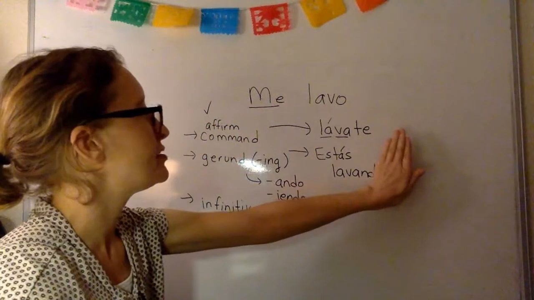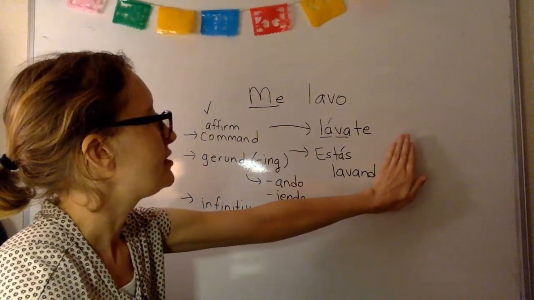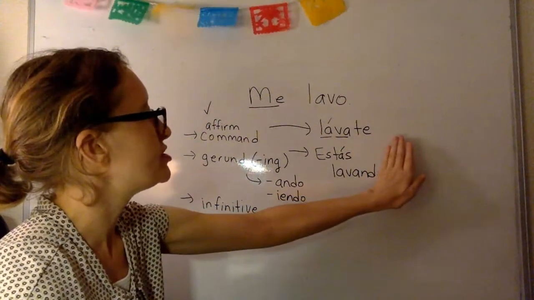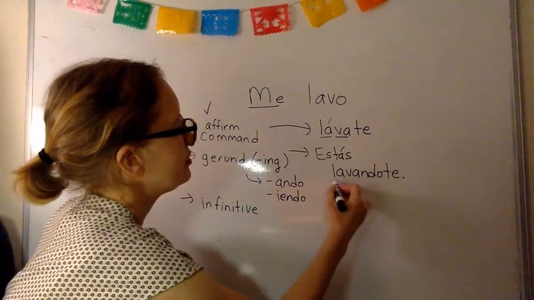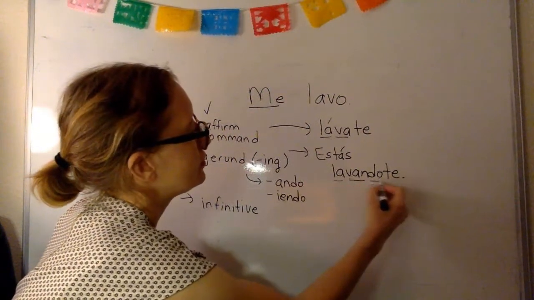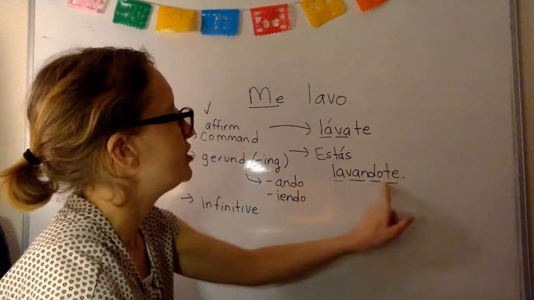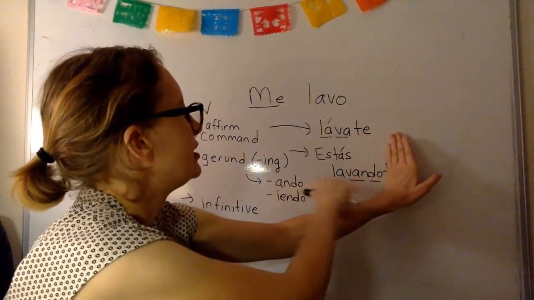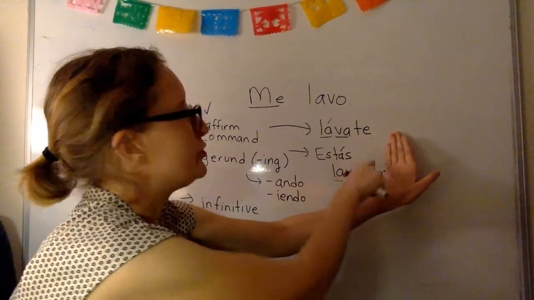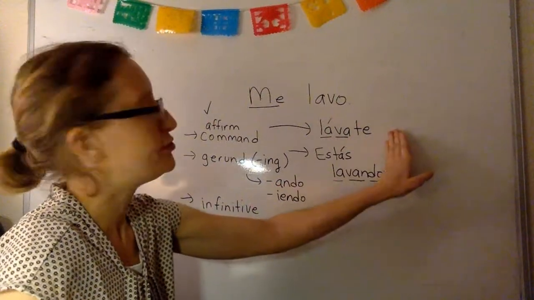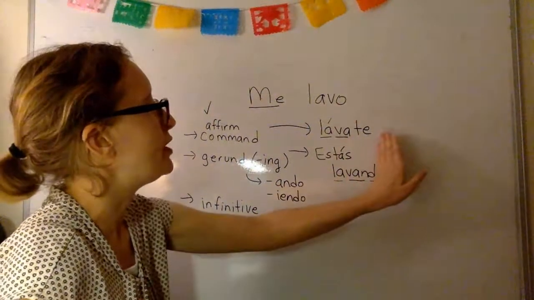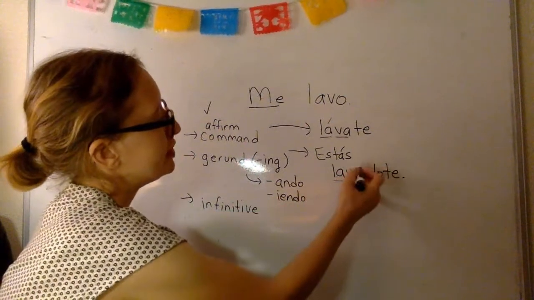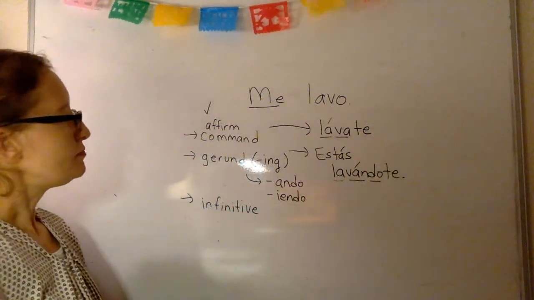So I'm going to go back to the original before I added the pronoun, and I'm going to ask myself, which syllable is strongest? Lavando. Which is strongest? Is it lavando, lavando, or lavando? And you should come up with, it's this one, lavando. Just think about how it's pronounced. So that's where your accent goes.